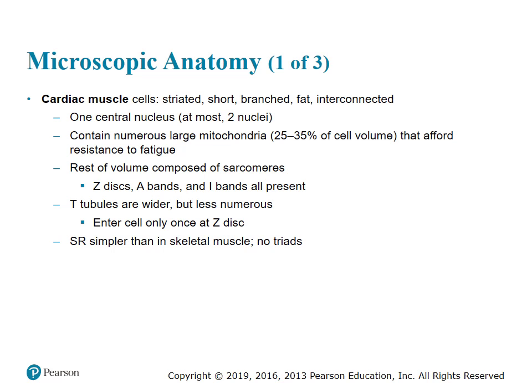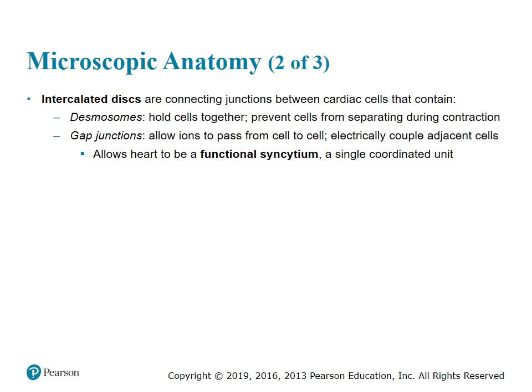But there are no triads, right? They do have SR, sarcoplasmic reticulum that holds cardiac calcium. They do have desmosomes and gap junctions. They have a lot of gap junctions, in fact, and this is how the ions can pass through from one area to another and then cause muscle contraction throughout the whole heart.